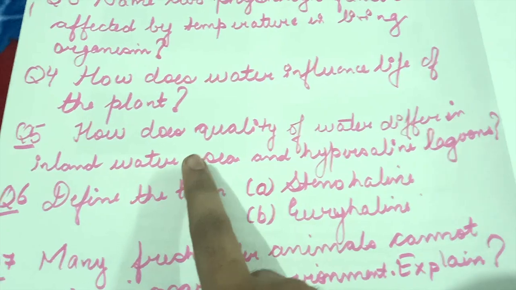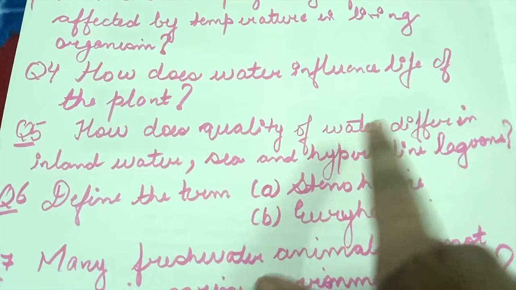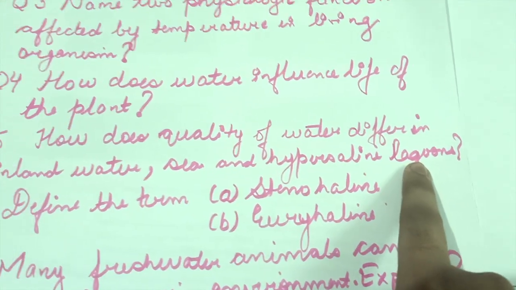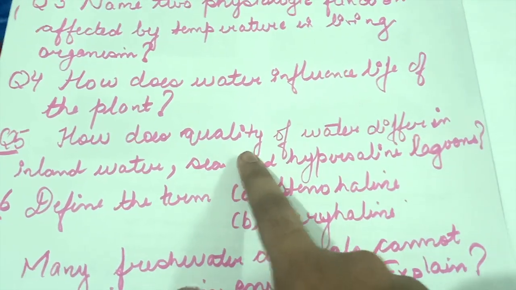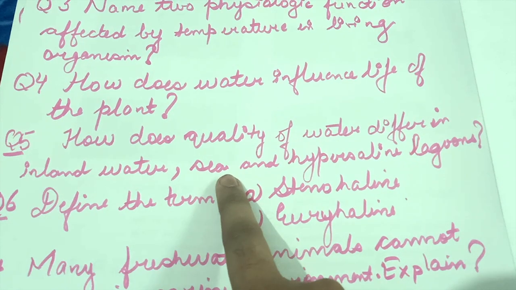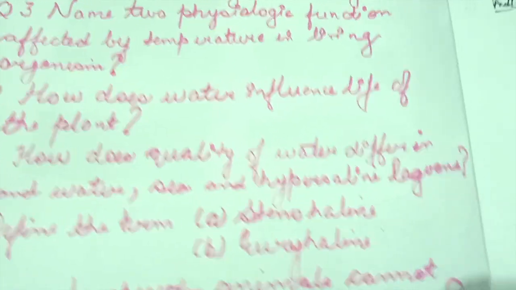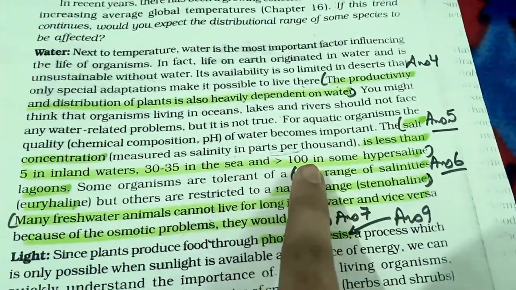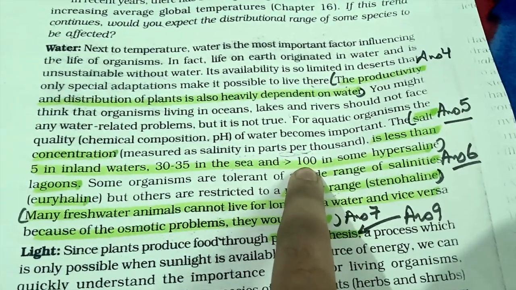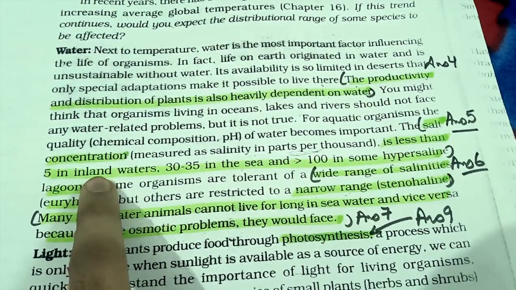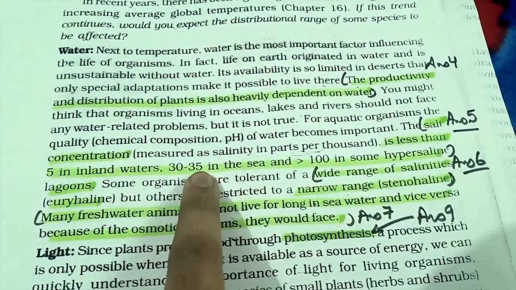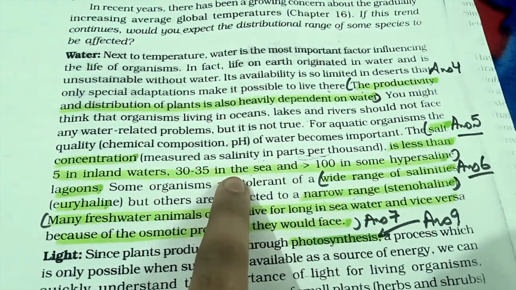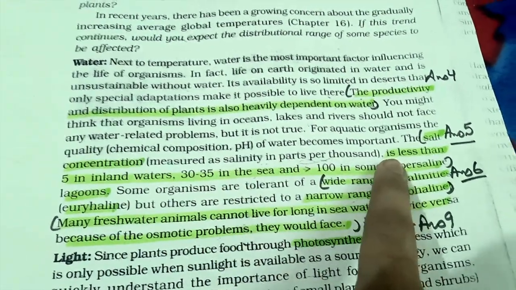The next question is, of course, how does quality of water differ in inland water, sea water and hypersaline lagoons? So what is difference between quality of water in inland water, sea water and hypersaline lagoons? The answer to this question is given here, that in hypersaline lagoons, the salt concentration would be more than 100, whereas in inland it would be less than 5, and in sea, the salt concentration would be 30 to 35. So the salt concentration varies in inland water, sea water, and hypersaline lagoons. So this is the answer.